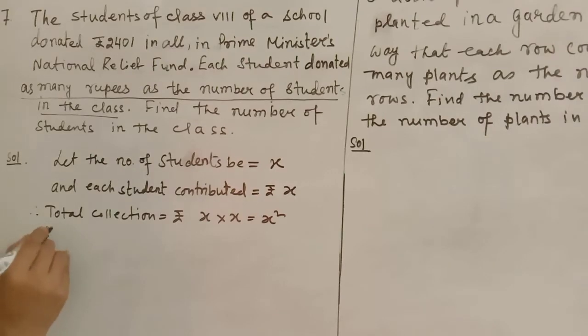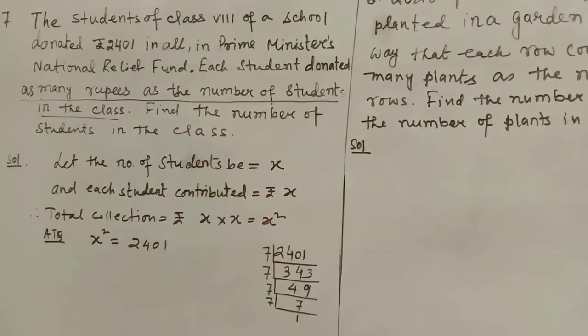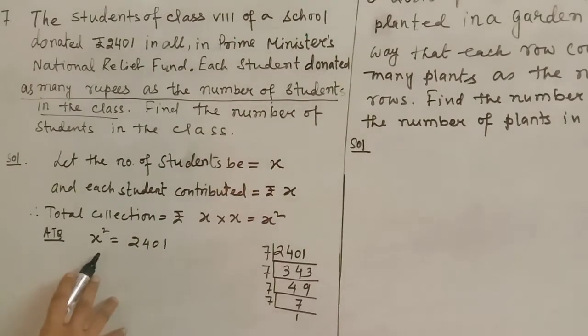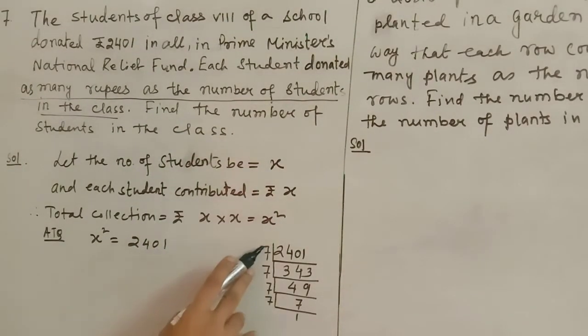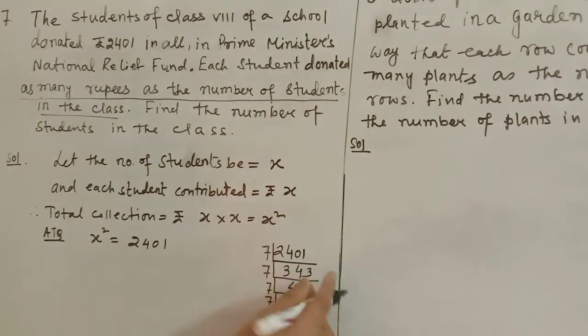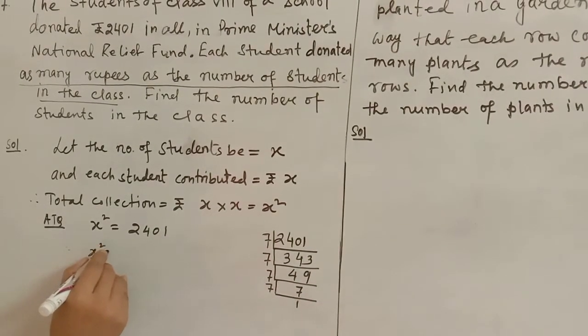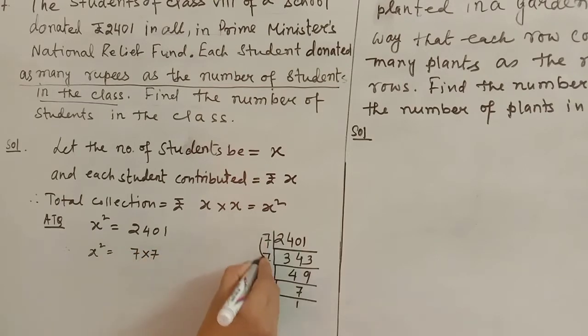Can I say that this is the money 2401? So according to the question, x square is equal to 2401. After writing this, first of all you find the prime factors of 2401, and you can see that it is 7 into 7 into 7 into 7. Therefore you can write x square is equal to 7 into 7, as it is a square number.